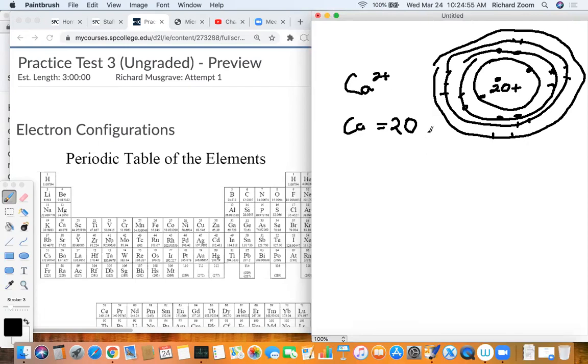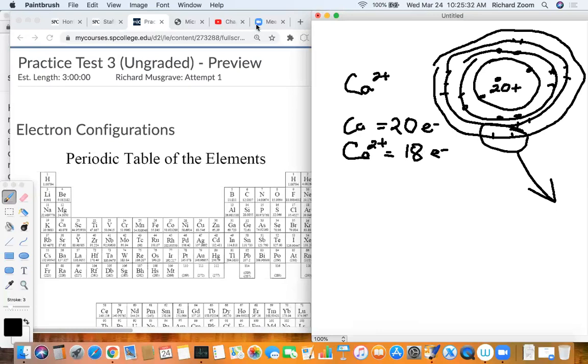But if it's calcium 2+, what that indicates is that it's missing 2 electrons. These specifically leave, and that means that Ca2+ actually has 18 electrons. And how do I get that? Well, if we do the math on it, then we've got 20 protons still in the nucleus. If we take away 2 electrons, that's 20 minus 2, which is 18. So that's how I know that Ca2+ has 18.